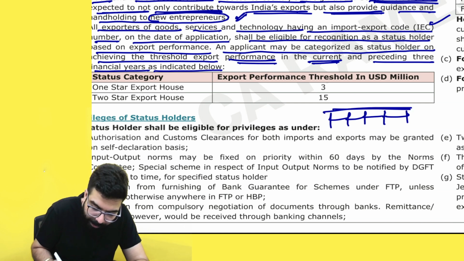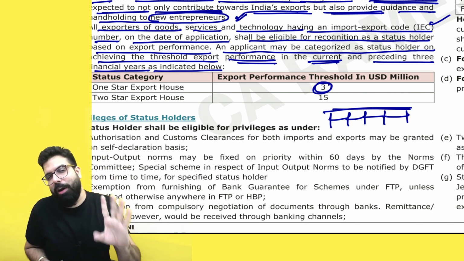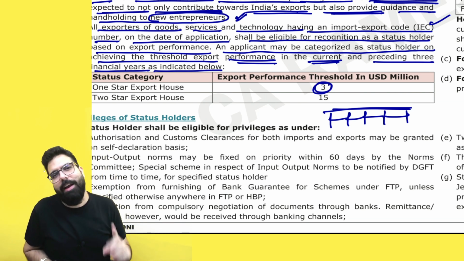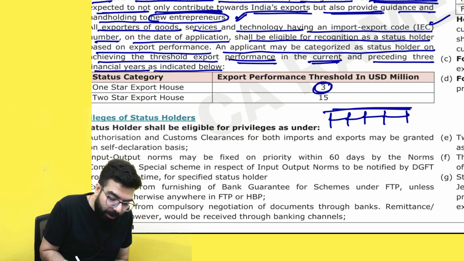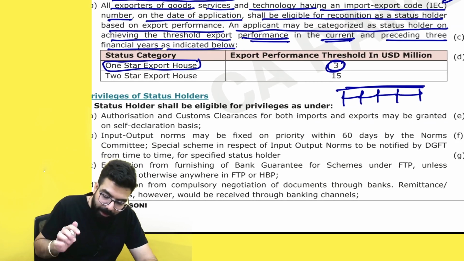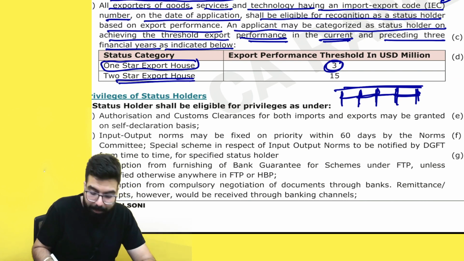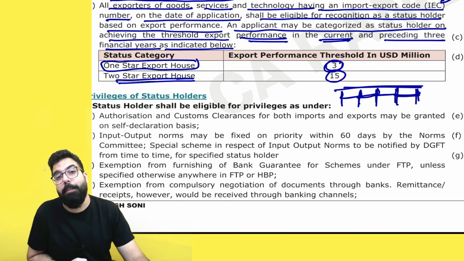Means you should be earning in the current year and the 3 preceding years. You should have earned $3 million. 1 million is 10 lakh, it means 30 lakh US dollar you should have earned. Only then you will be given 1-star status holder. Then if I have earned in the current year plus the last 3 years $15 million, you will be given 2-star.